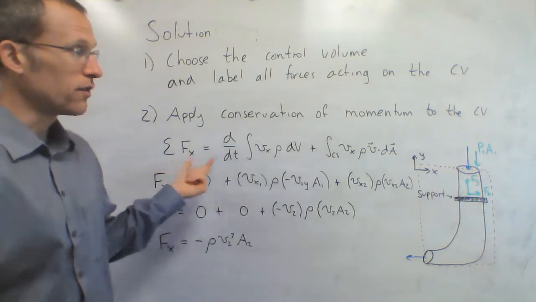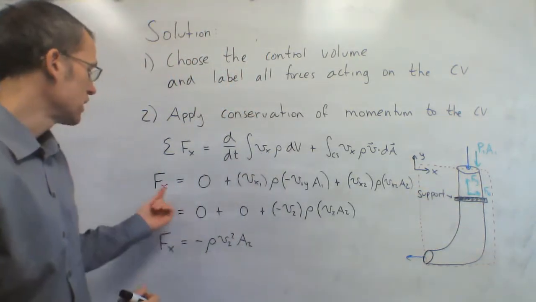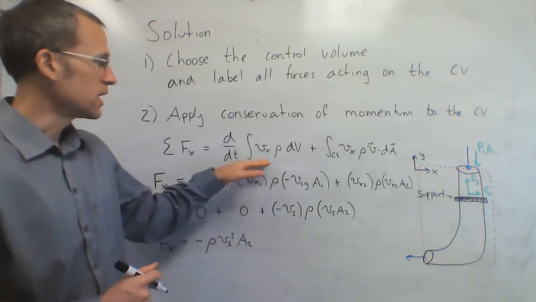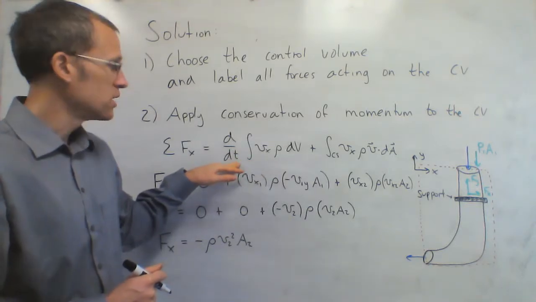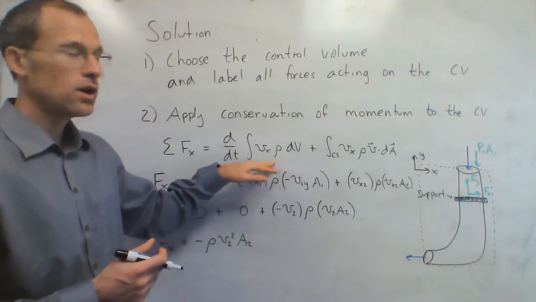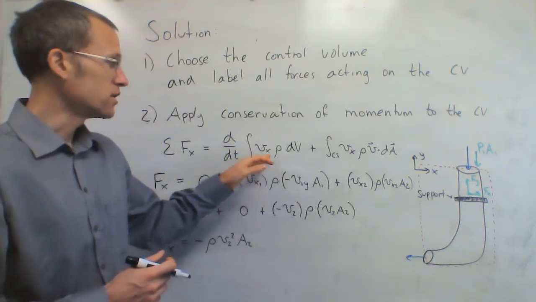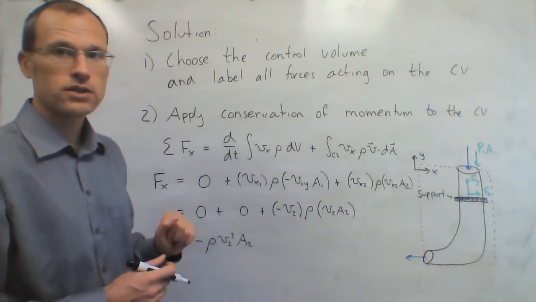Based on my diagram, I only have one force in the x direction, the force Fx from the support that I'm trying to find. So Fx is equal to, now inside this first integral, again I have a time derivative up front. So for this integral to not be 0, something inside it needs to be changing. Either the velocity needs to change, the density needs to change, or the control volume itself needs to change.